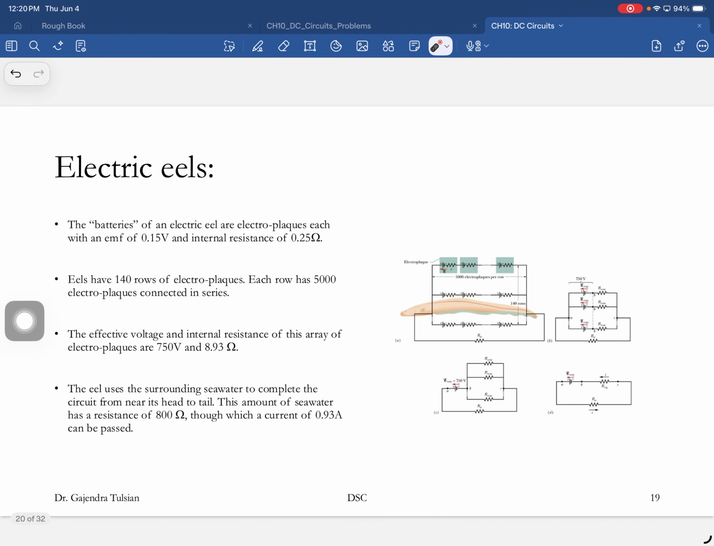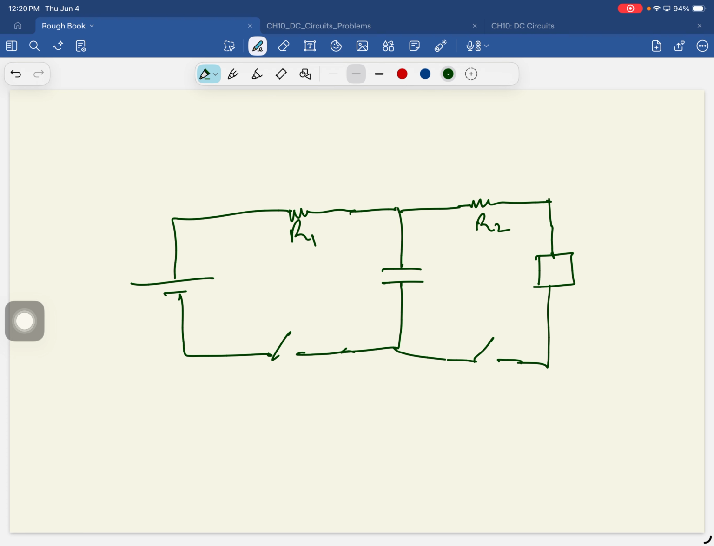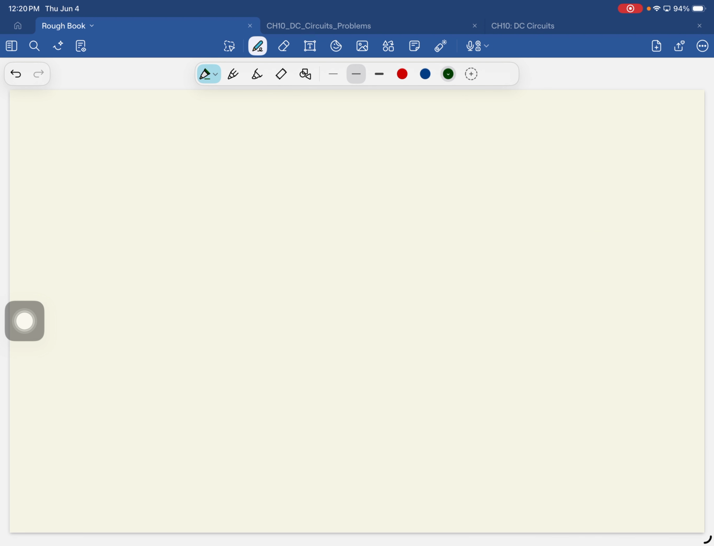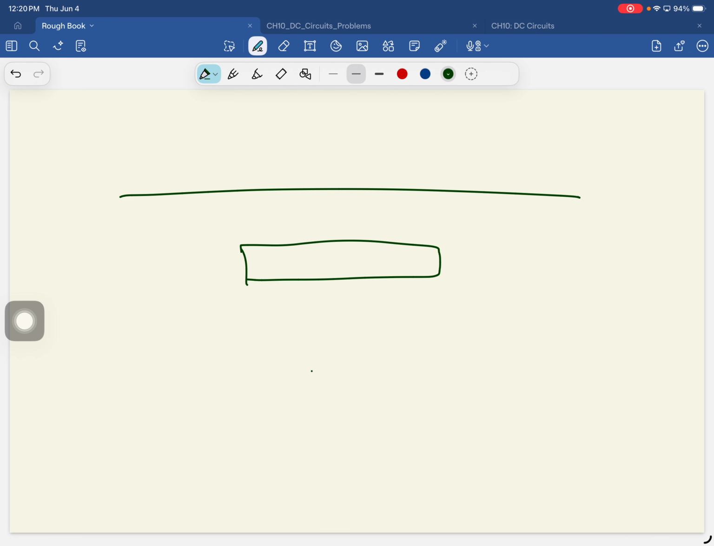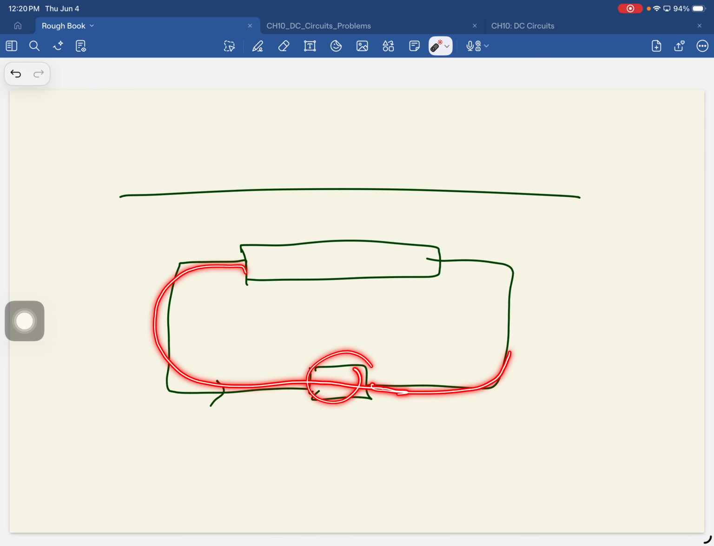All right, so that circuit shows up everywhere. Okay, here's an interesting problem. Here's an electrical eel. Here's a fish. The electrical eel will pass a 1 amp current through the fish, and the fish dies. What is the current flowing through the electrical eel?